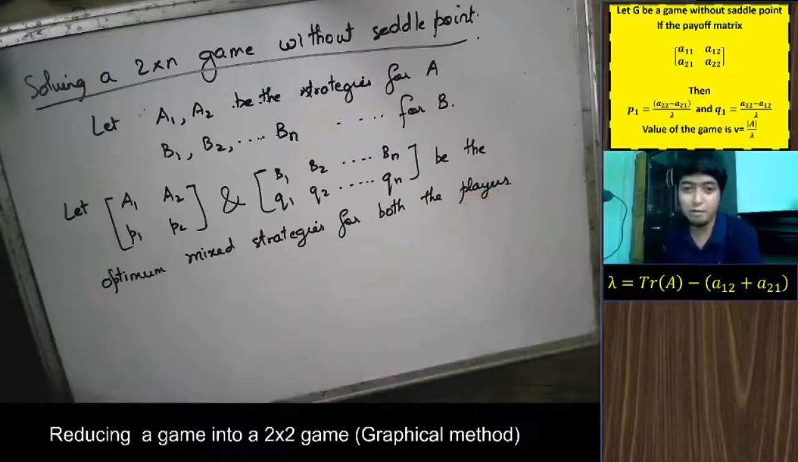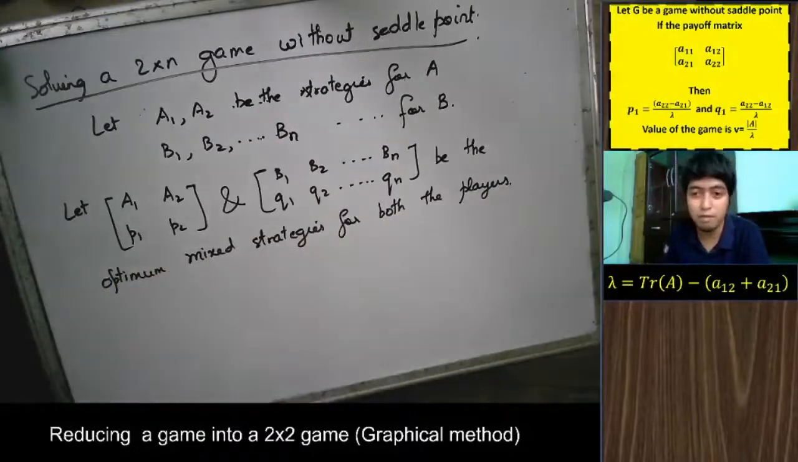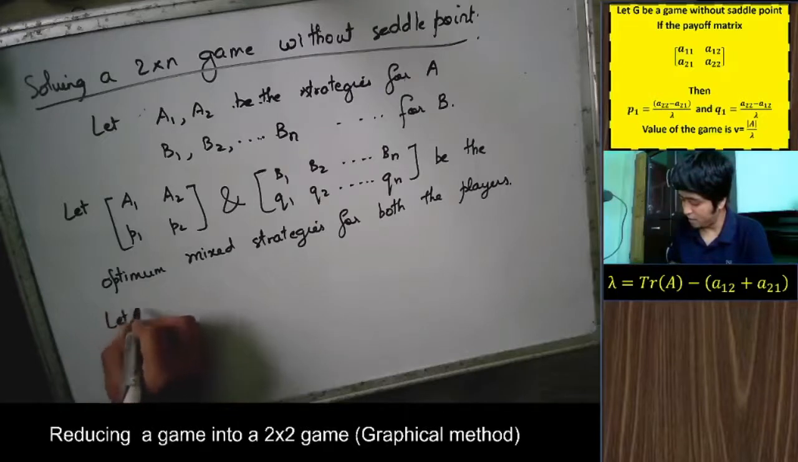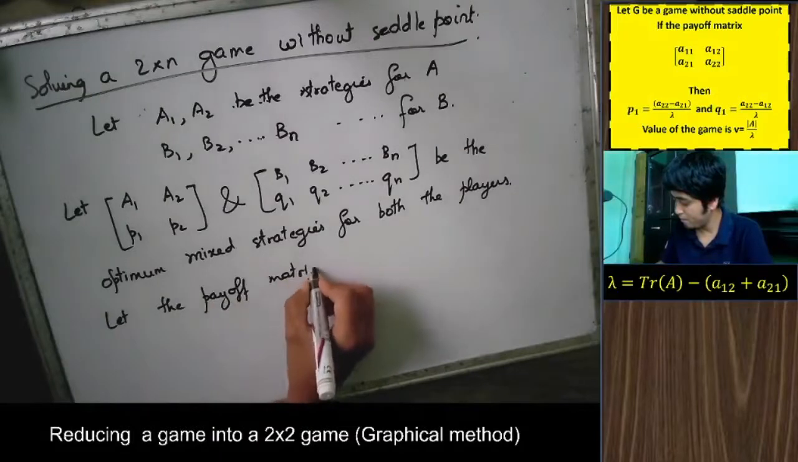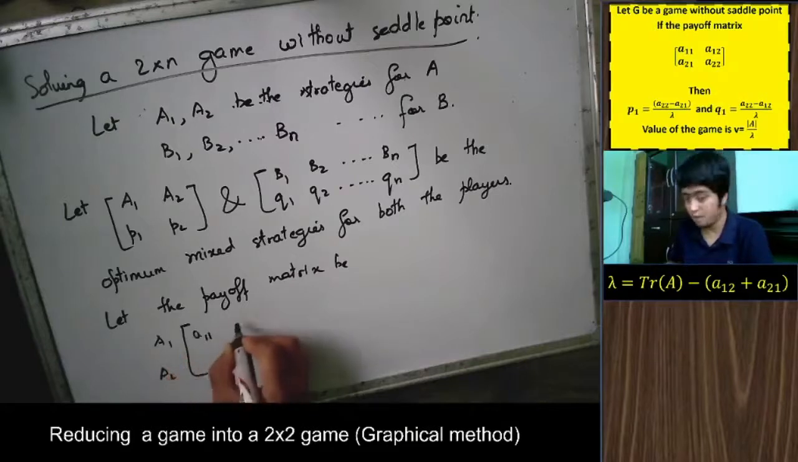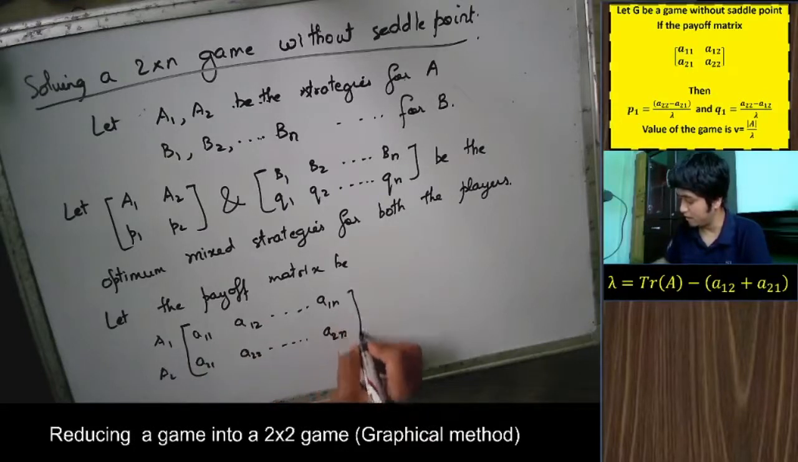So what do we have to do over here? We will have to find the probabilities P1, P2 and Q1, Q2 up to Qn. Also we will have to find the value of the game. Okay, but since we will be converting it into a 2 by 2 game, for the value of the game we can easily use the formula in the yellow box. Okay, so let the payoff matrix be this one, A11, A12 to A1n, A21, A22 up to A2n.